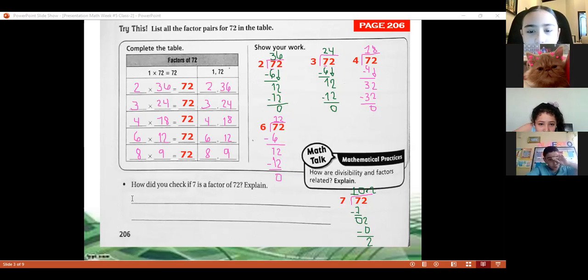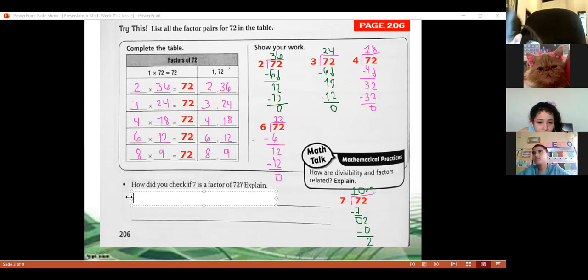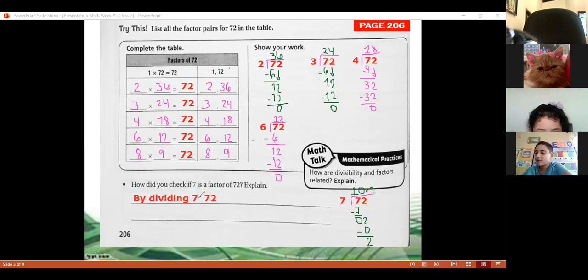Inside the box, show your work? If you have a space, yes. If you have a space, you can do it. It's okay. Now, here we write the answer. How do you check? By dividing. Okay, let's write here, 72.